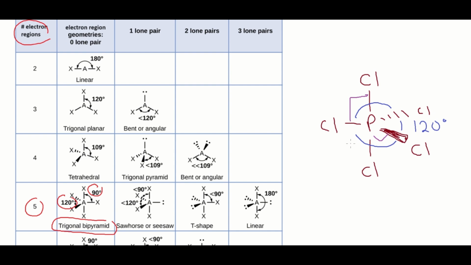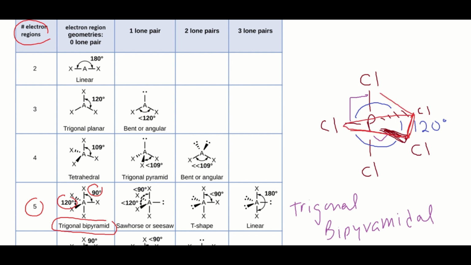So once again, this is known as trigonal bipyramidal. Here's your triangle base, and they all meet at that pyramid top, and that same base also meets at the bottom. So it's 2 pyramids with a triangular base that they share.